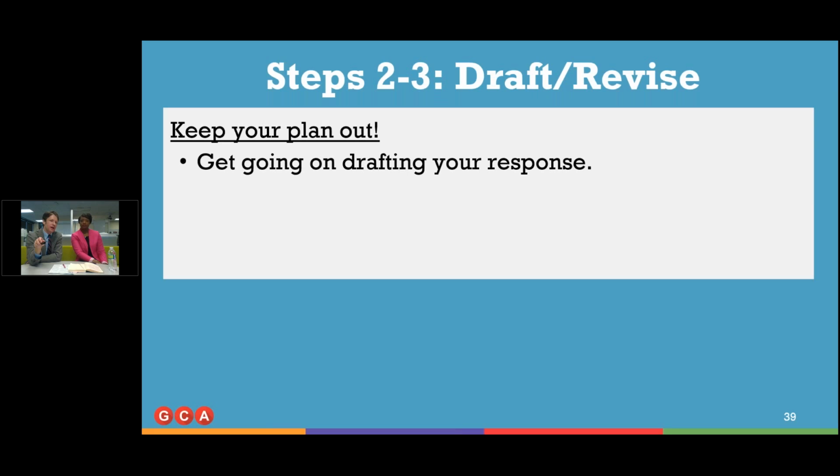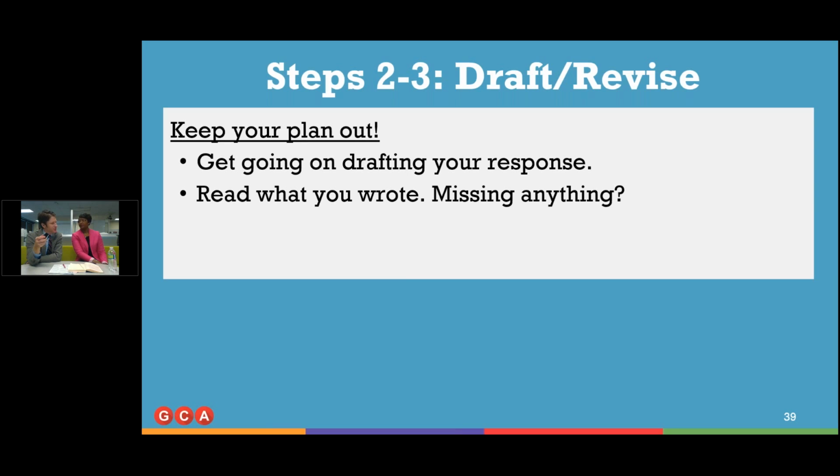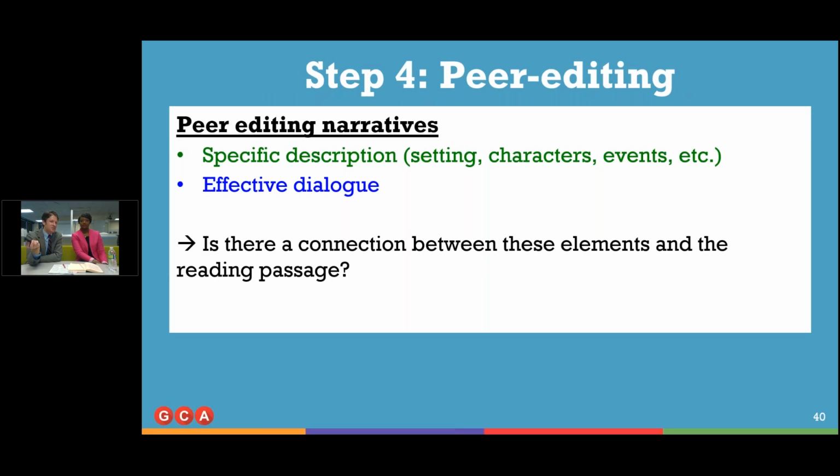And then, of course, as you get going on your draft, and when you finish, you read what you wrote. I've got some specific look-fors now in terms of peer editing for narratives, such as specific description of things like setting, characters, events. I could highlight that in green. And then any dialogue that my partner might include, effective dialogue, I could highlight that in blue. A nice question to think about as a peer editor is: is there a connection between these elements and the reading passage? So the dialogue that you included, does it make sense given what you learn in the actual passage? Nice thing to encourage my students to be looking for as well.